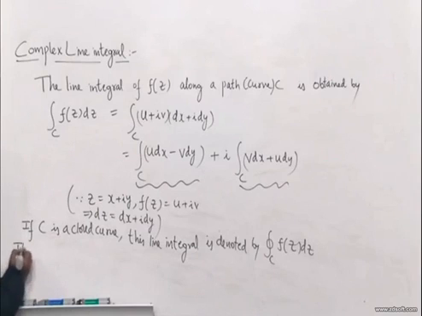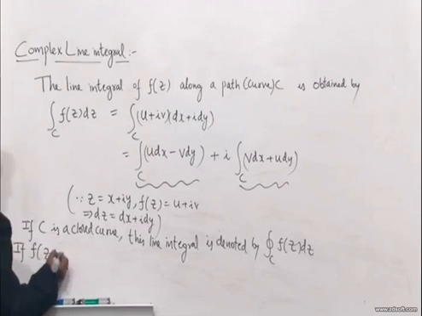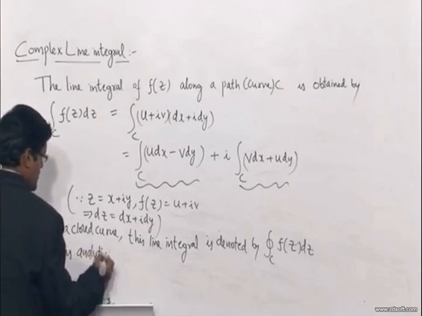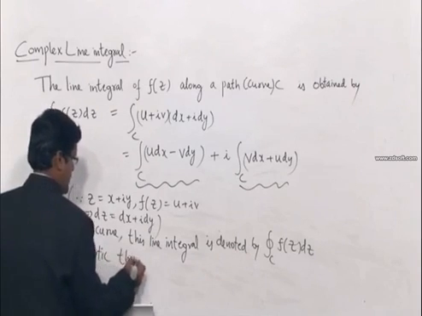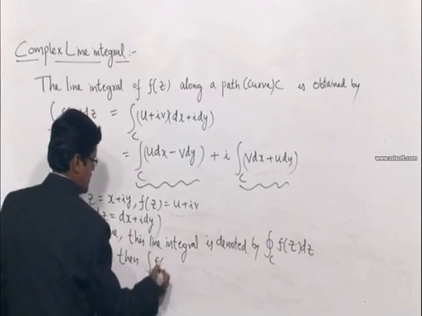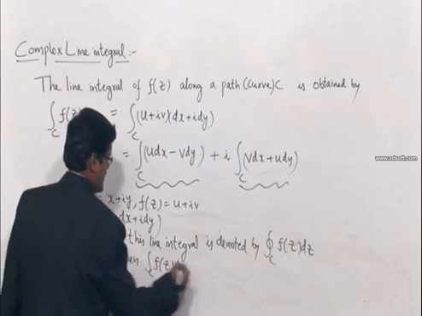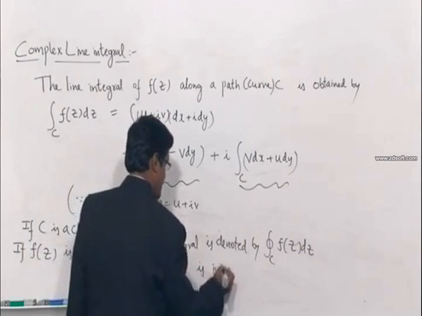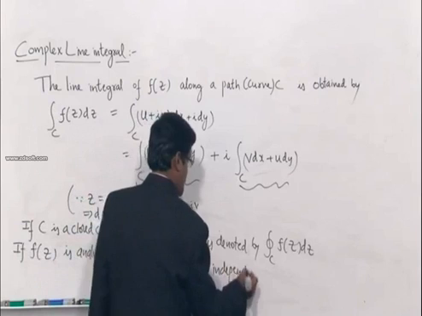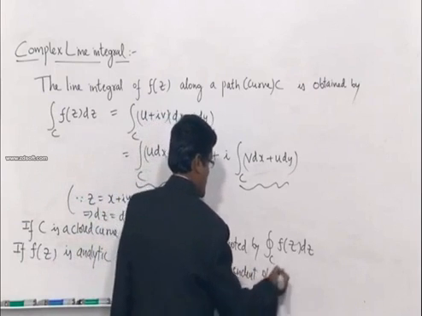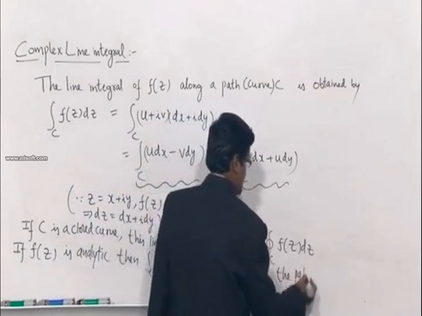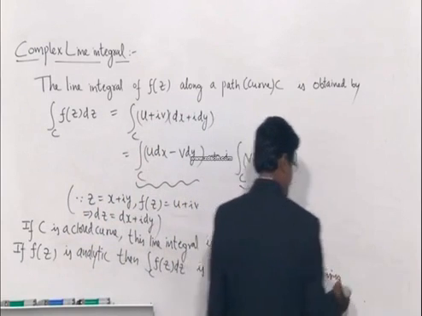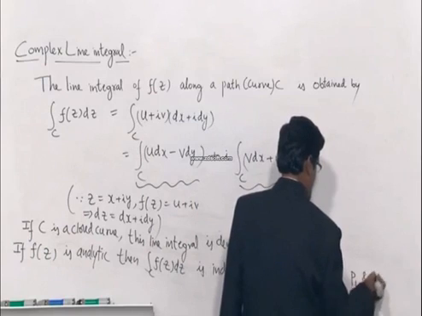If f of z is analytic, then integral over C f of z dz is independent of the path joining P1 and P2.